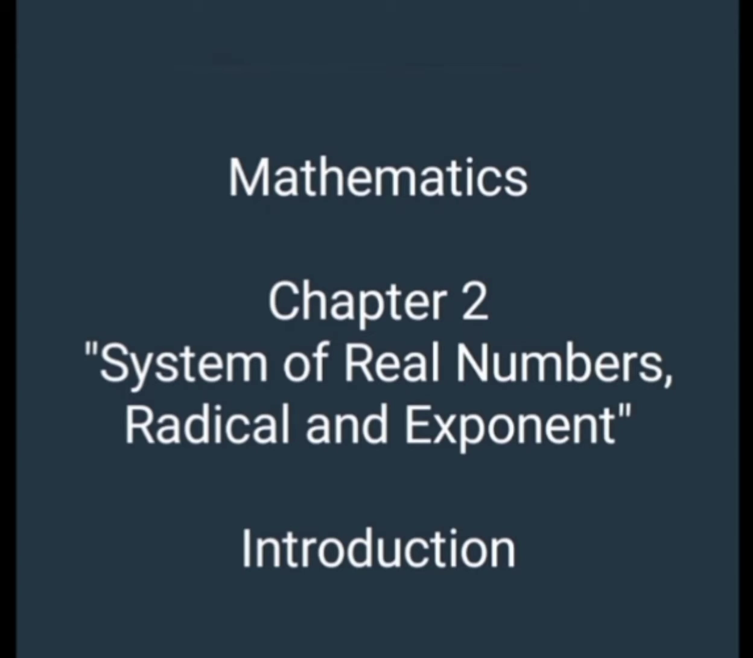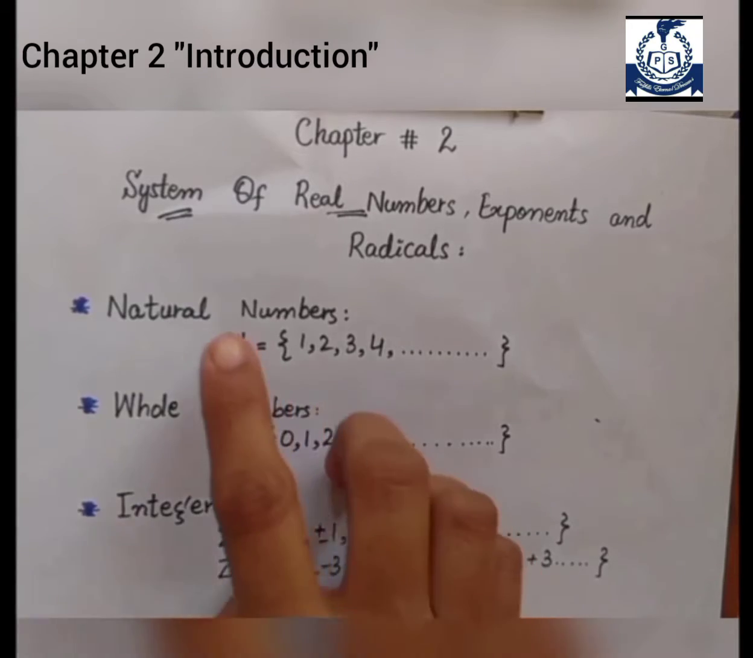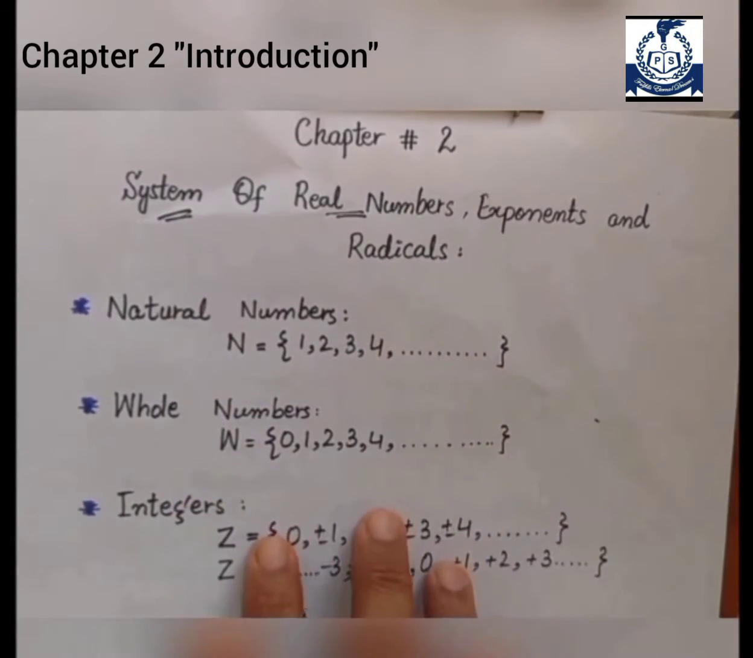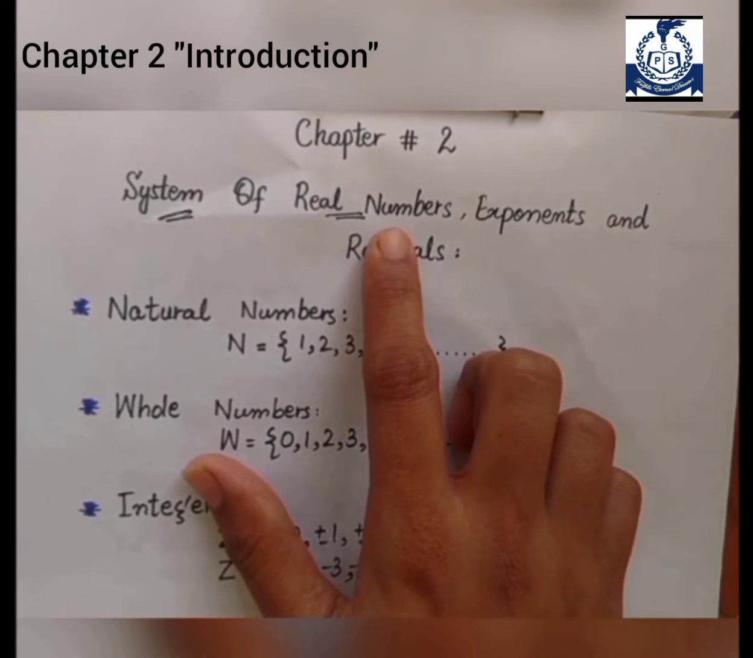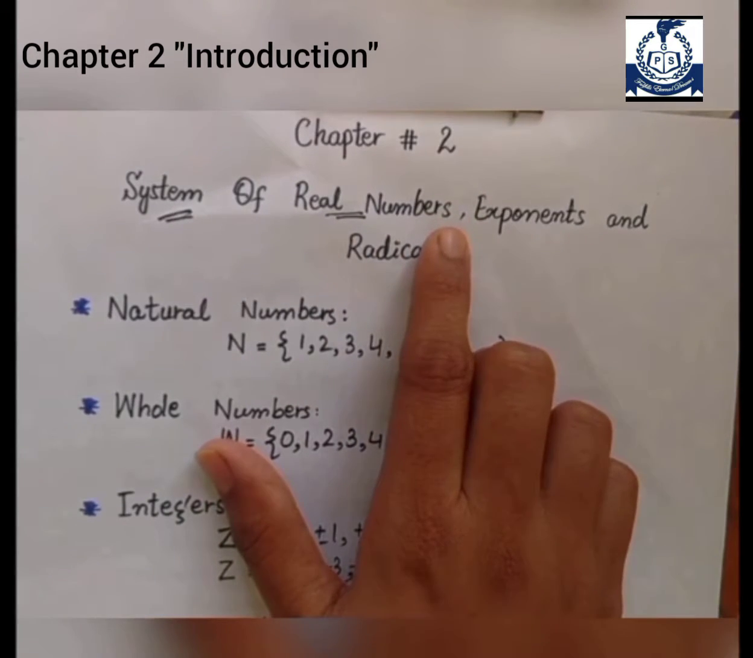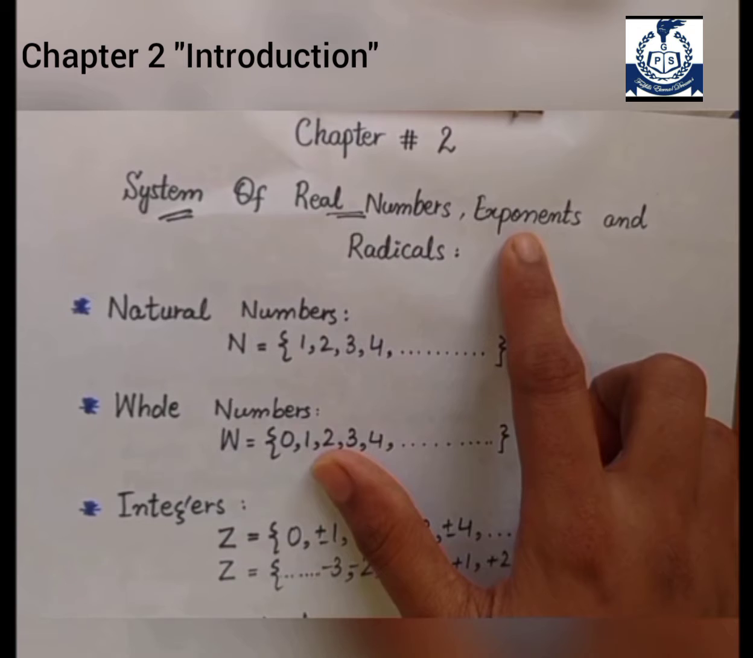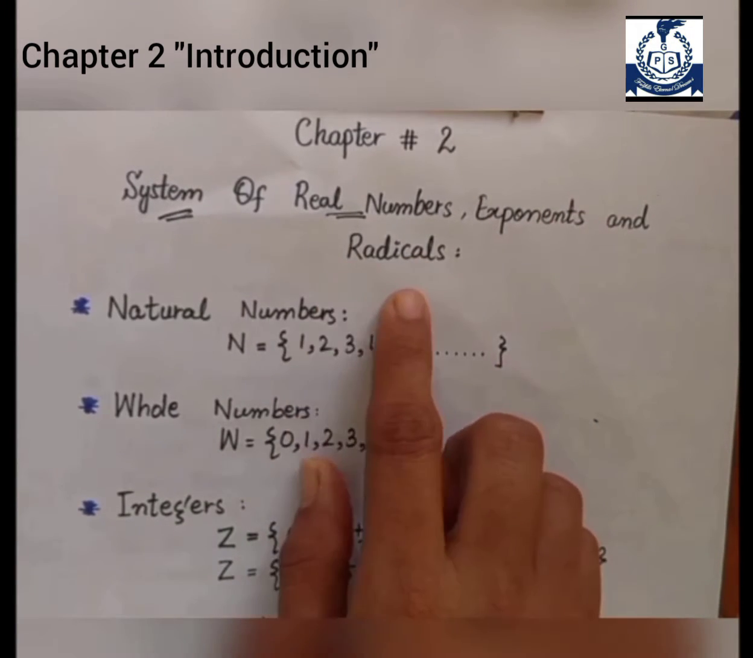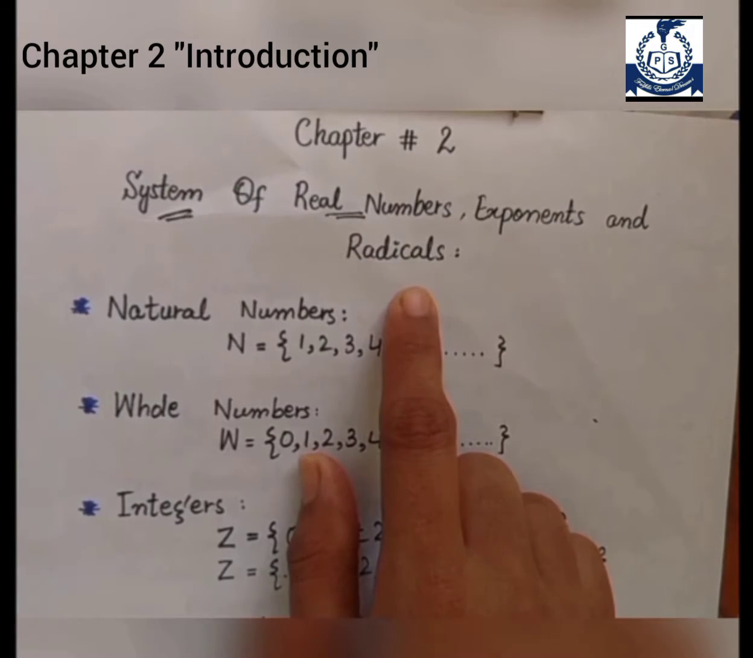Student, this is chapter number 2, System of Real Numbers, Radical and Exponent. In this video, I will give the introduction of this chapter, System of Real Numbers, Exponent and Radicals. So, System of Real Numbers means numbers which are rational and irrational. Exponents means power, the number which have power, this is exponent, and radical, the sign of a root.